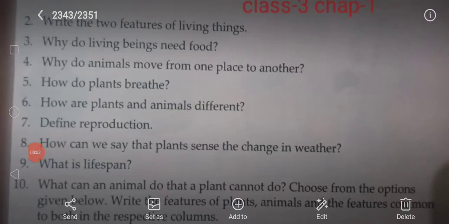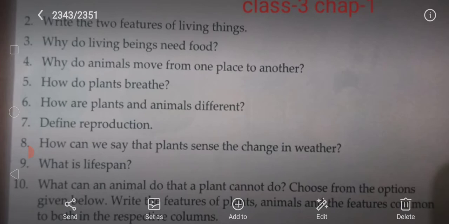Good morning, children. Today you will write question number 4. Last time you wrote question numbers 1, 2, 3. Okay? So, aaj aap log likhenge question number 4. Mention the question number 4.